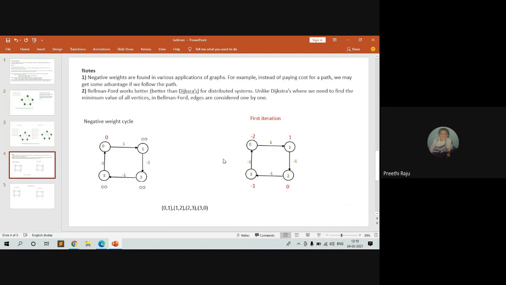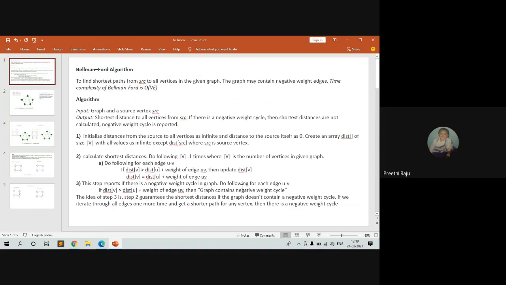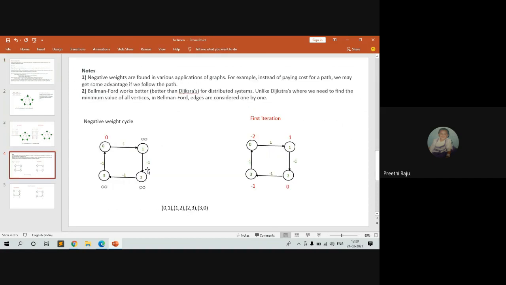I told you that the drawback of this algorithm is when there is a negative weight cycle, then this is not possible because the iteration will not stop. Let me explain it through an example. Here, the negative weight cycle example we have discussed. This is the given graph for us.